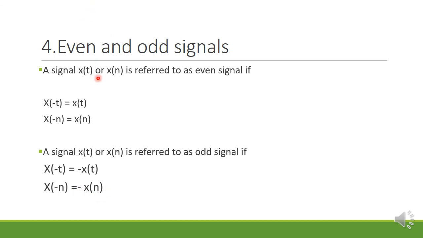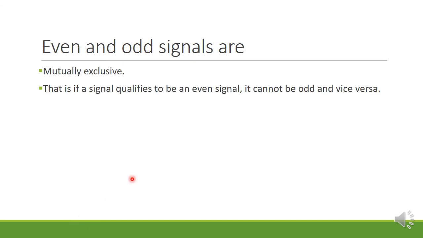Here I have to say signals, not functions. I am just comparing this with mathematics for better understanding. In detail, you will study even and odd signals in the next class. You can say that they are mutually exclusive. That is, if a signal qualifies to be an even signal, it cannot be odd, and vice versa.